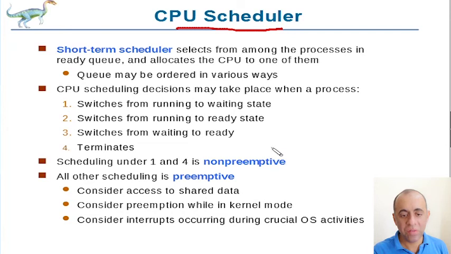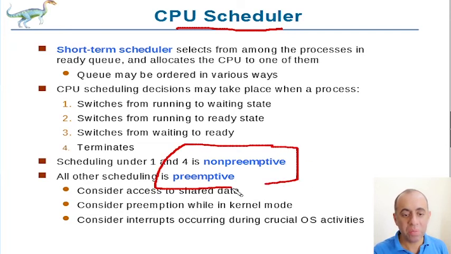Similarly, there are 2 different types of scheduling. One is called non-preemptive and the other one is called preemptive. Preemptive is that type of scheduling which covers points 2 and 3. These are types of scheduling when a process leaves the CPU without its own consent. It doesn't want to leave, because you can see from running to ready and from waiting to ready.